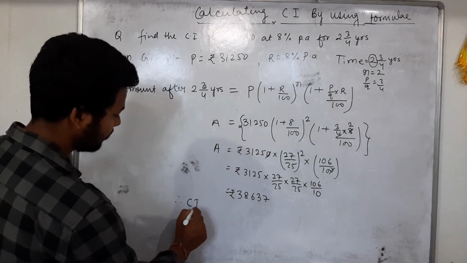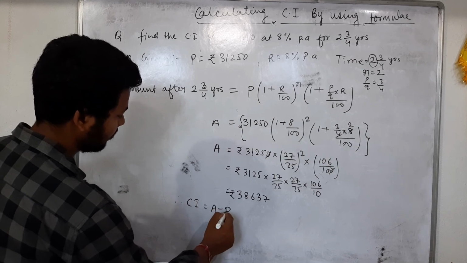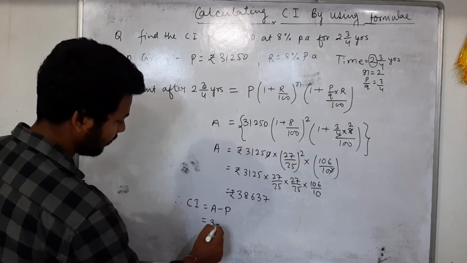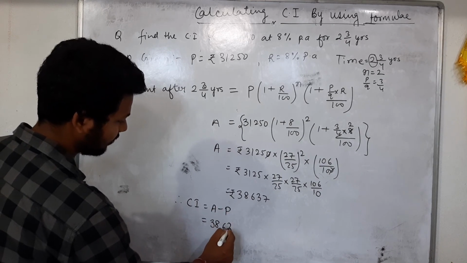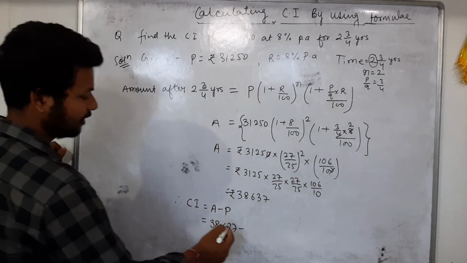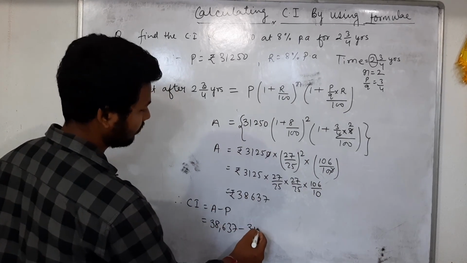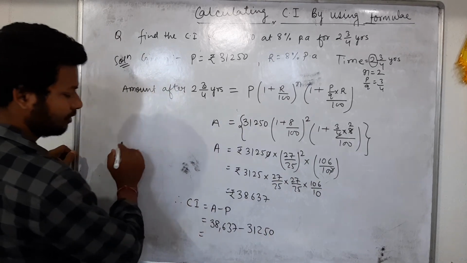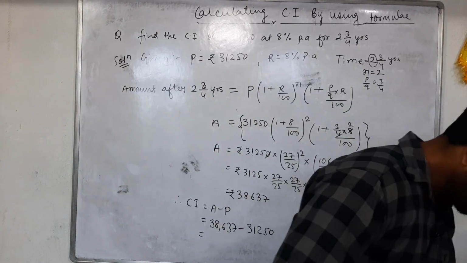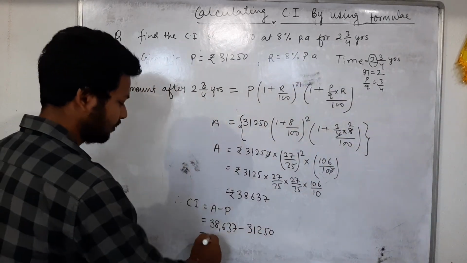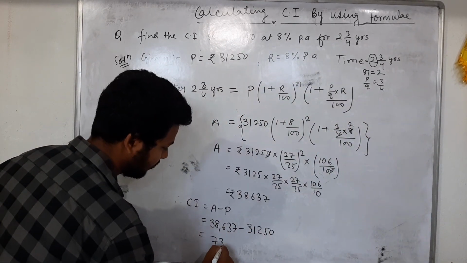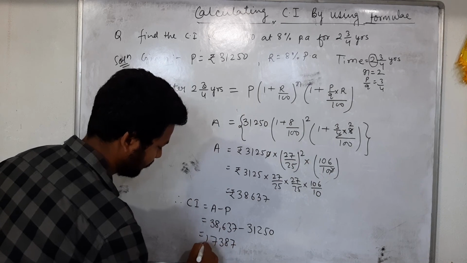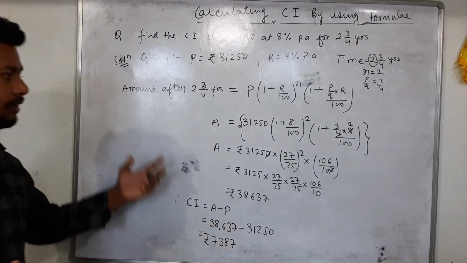Therefore compound interest is equal to amount minus principal. The amount is 38,637 minus the principal is 31,250. On subtracting this you will get 7,387. This is your compound interest.